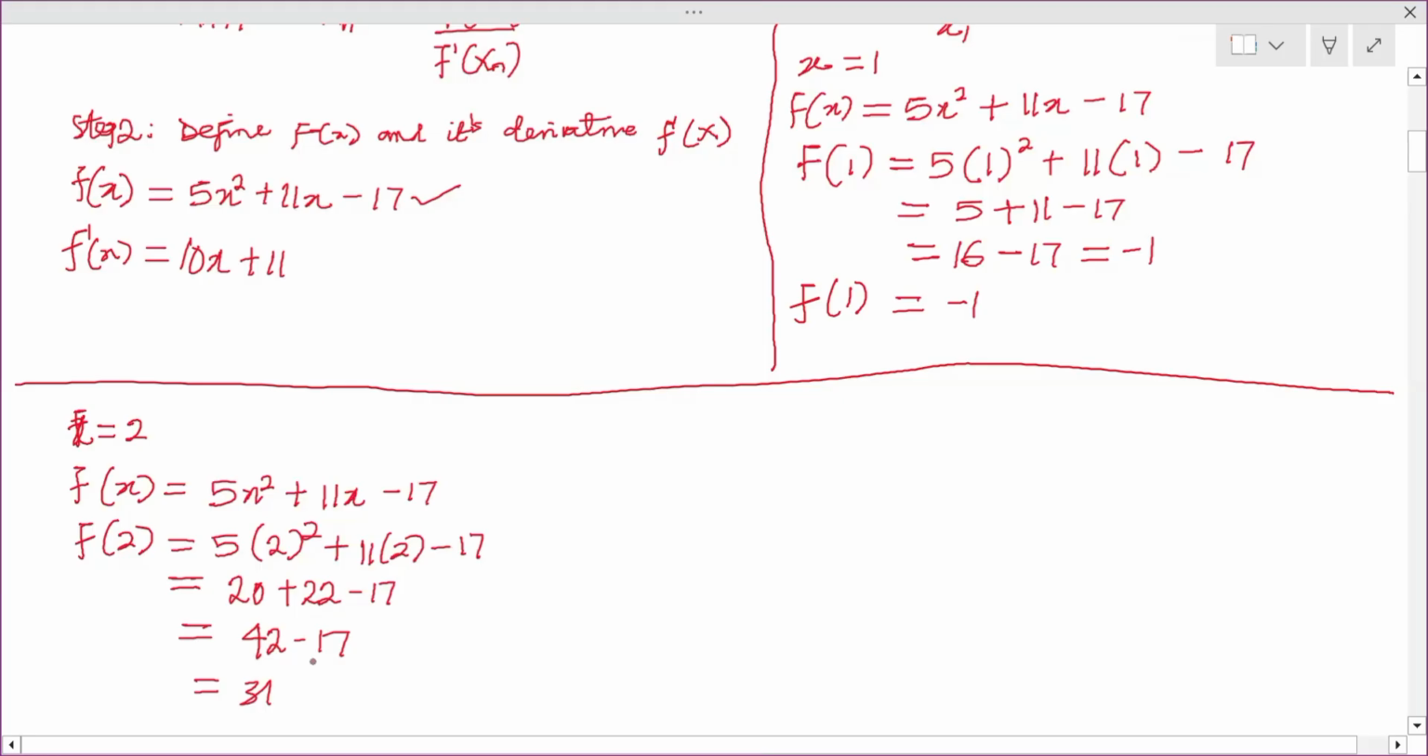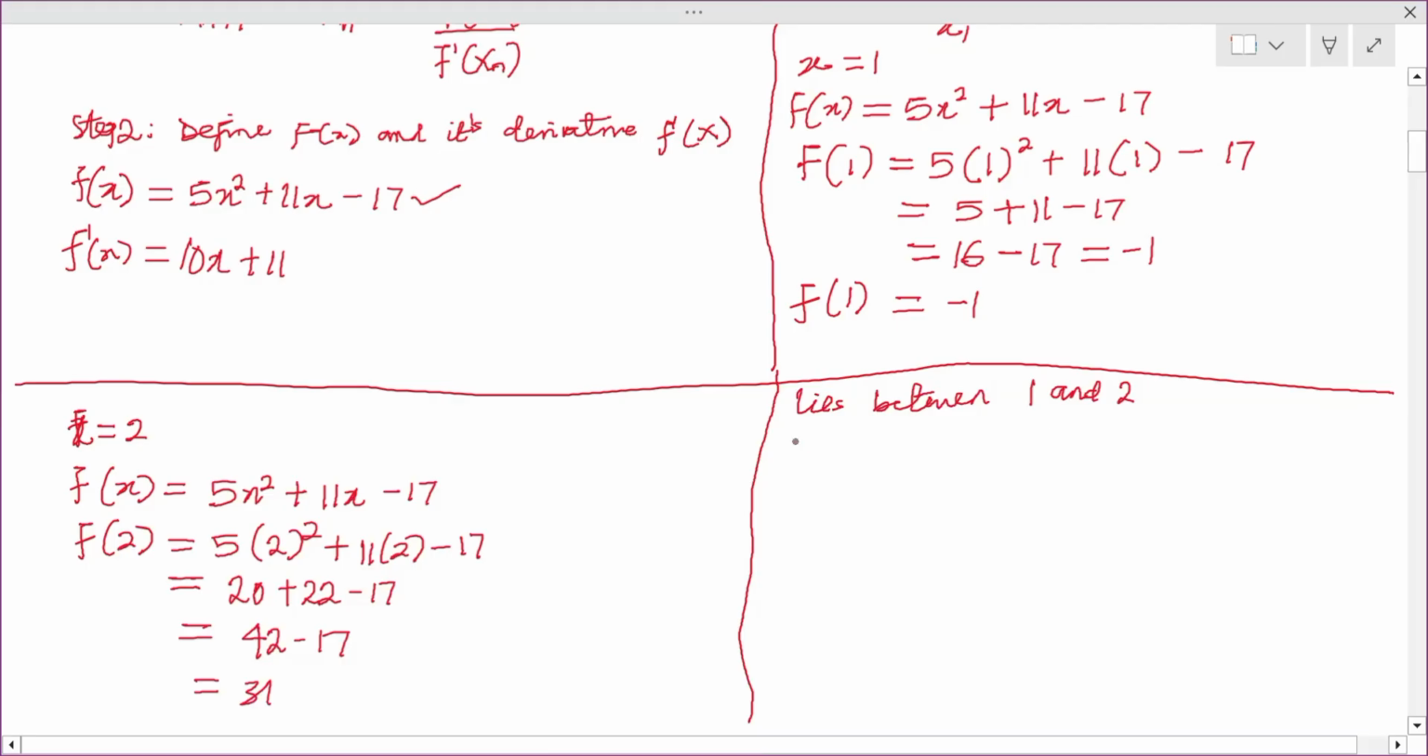You can see from f of 1 is minus 1 to f of 2, which is positive, so there's a change in sign. So the moment we notice a change in sign, then we can conclude that the value of x1, which is our first guess, lies between 1 and 2. Since that is where we have the change of sign. So from here, we can just pick any value in the range from 1 to 2 as our first guess.